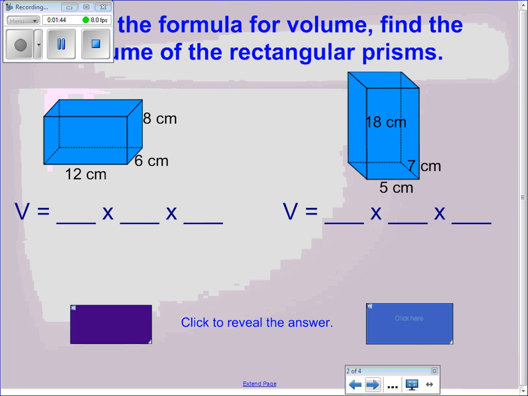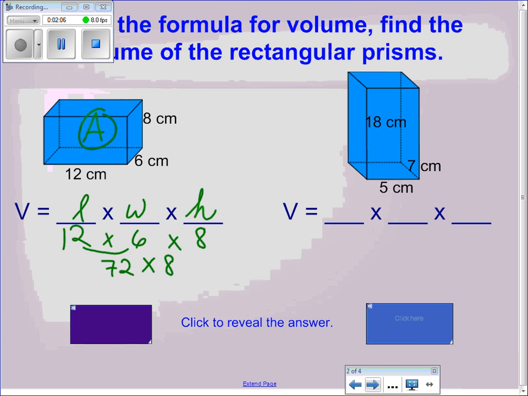Now here are 2 examples that we can do together. The first we'll call prism A. Remember, volume equals length times width times height. So our volume equals 12 centimeters times 6 centimeters times 8 centimeters. 12 times 6 is 72. We multiply by our height of 8.